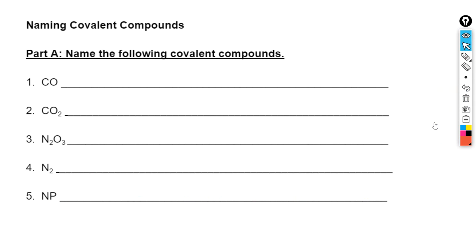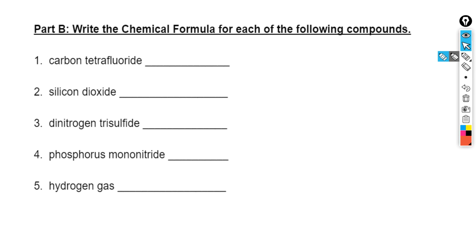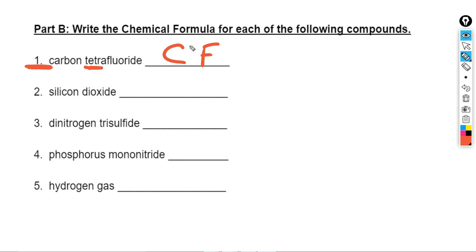This is naming. Now, how do we write formulas? If you're given a name, how do you write a formula? It's just the reverse of that. So we've got carbon. The symbol for carbon is C, and the symbol for fluoride is F. And then we've got to go back and look. Is there a prefix here? No. Is there a prefix here? Yes. And tetra is 4, so CF4.